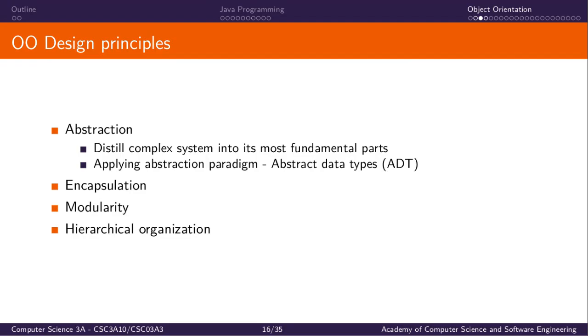abstracting away the inner workings of our data structures in our case, to the point that we only think about the most fundamental parts of it. If we take that idea of distilling a complex system into its most fundamental parts and apply that to data structures, then that gives us abstract data types.